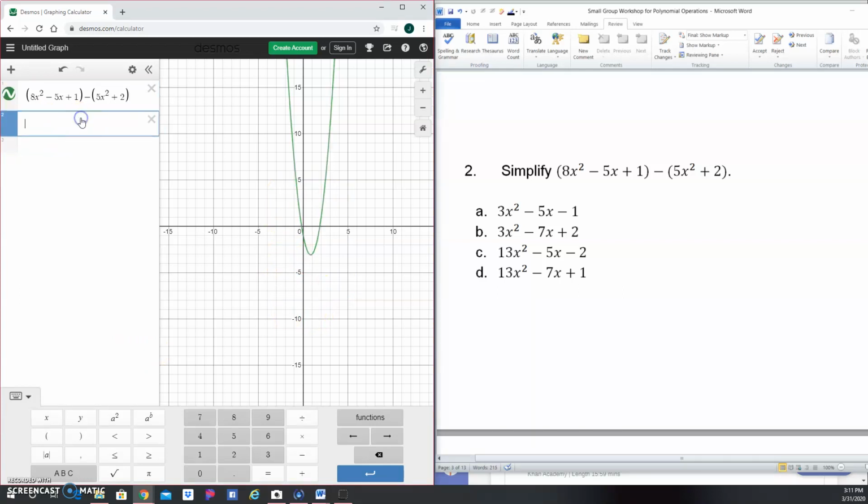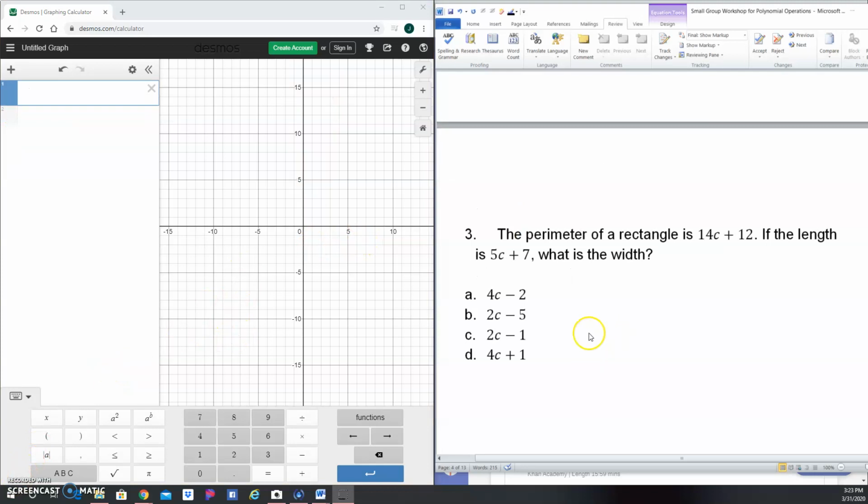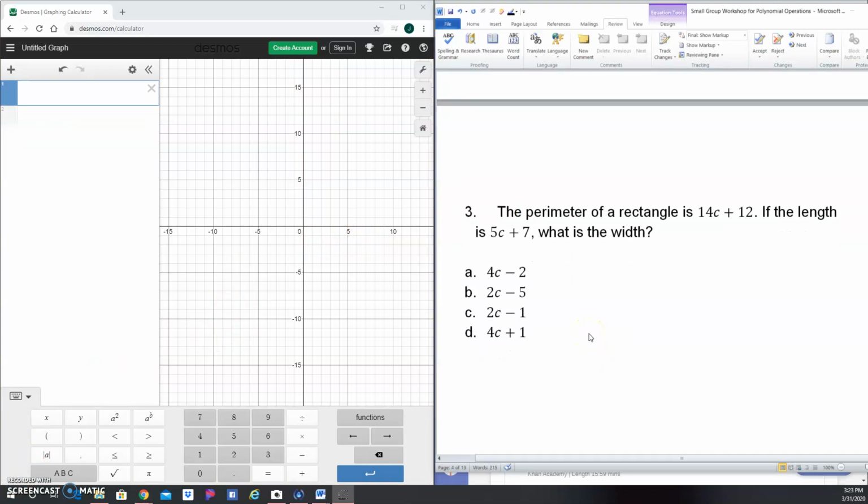I want to pretend that it's not yet plugged in. So go ahead and plug in letter A. Let's do it together: 3x squared minus 5x minus 1. We found the answer. That is the answer because it went on top of your original. I hope you get the point. Alright, so example number 3.